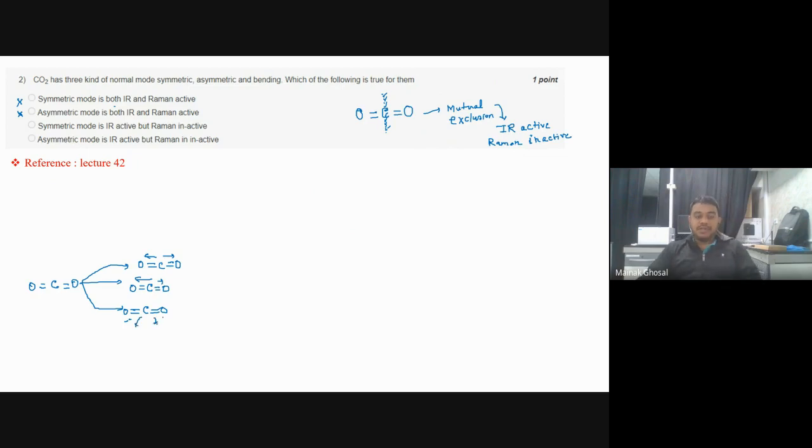Okay. So three different modes I am drawing. What is the first mode? You can see that in this water picture, this is symmetrically stretched. These two arrows are similar. Symmetric stretching mode.